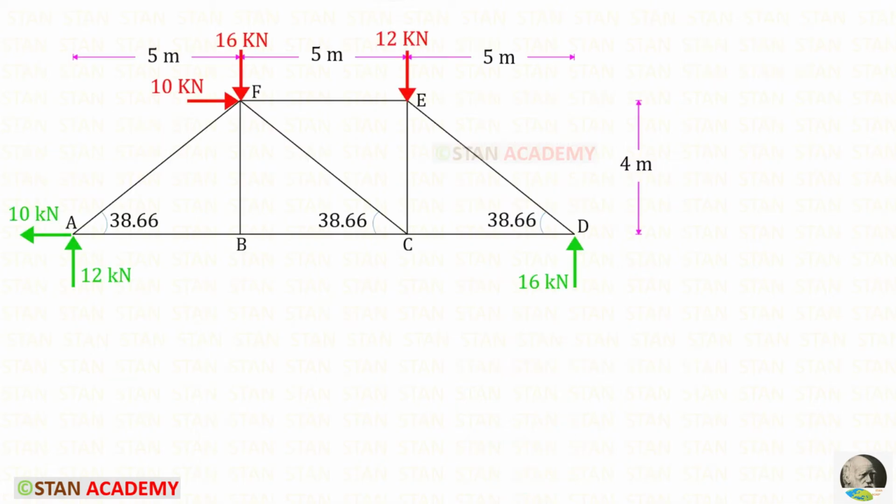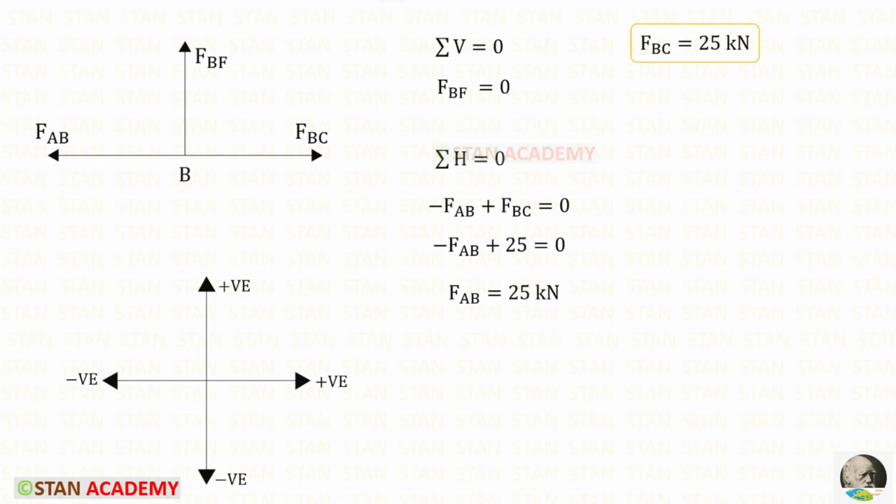Now let us take the joint B. In the vertical direction, we have only one member FBF, so that will be 0. Let us apply this rule. This is acting towards the left side, so it will be negative, and this is acting towards the right side, so it will be positive. For FAB, we will get 25.